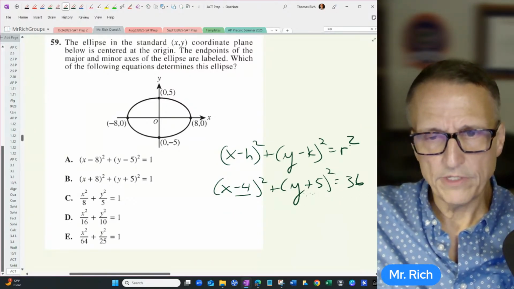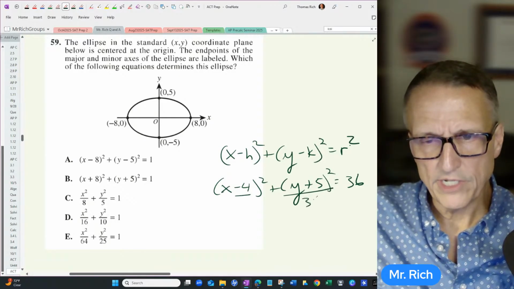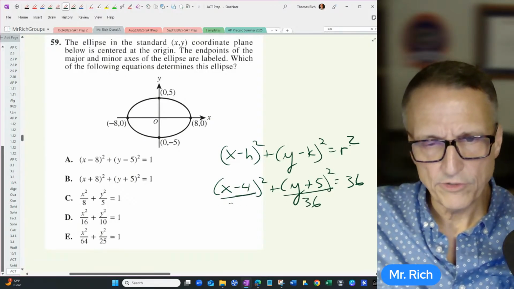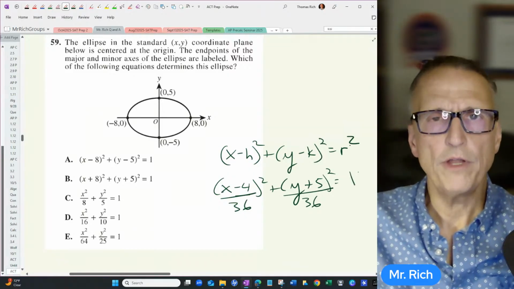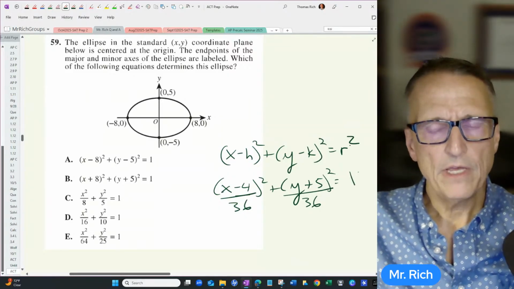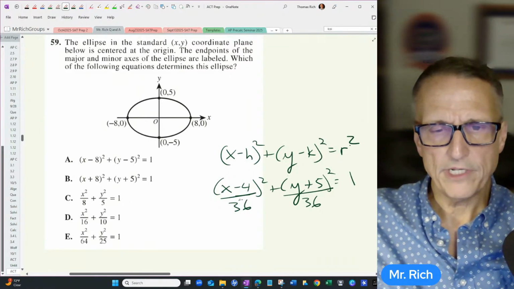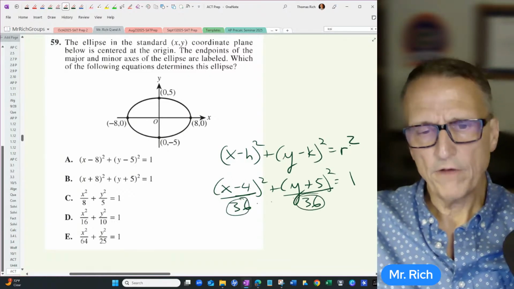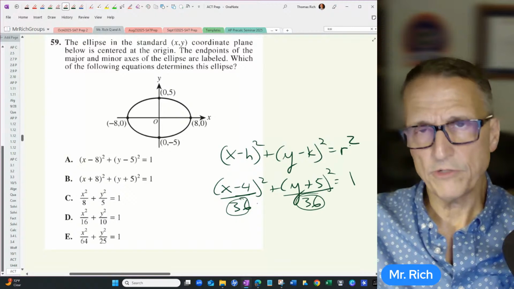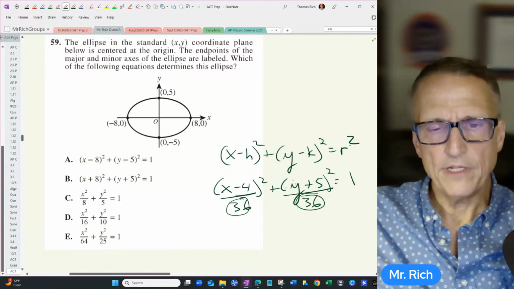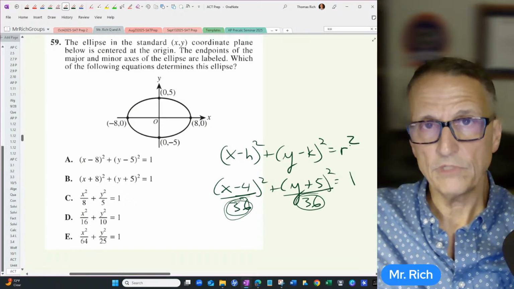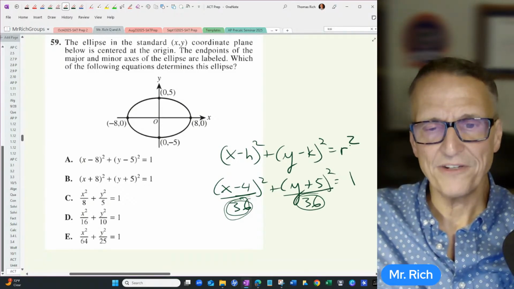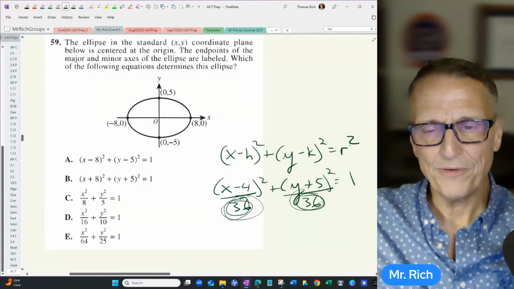Now, one of the ways you could write the equation, we don't normally do this, I'm just pointing out that I could divide both sides of this circle equation by 36, giving you a 1 on the right-hand side. Now, what does this tell me? If you took the square root of those two numbers, the 36 and the 36, which is obviously 6, this gives you the horizontal distance from the center out to the edge of the circle, which is called the radius, right? And so you go out 6 units, 6 units.